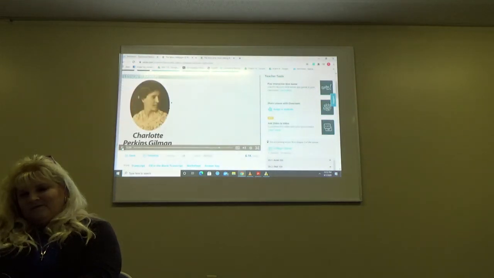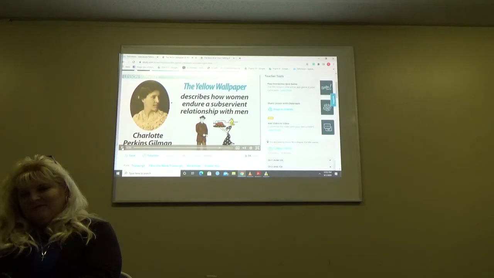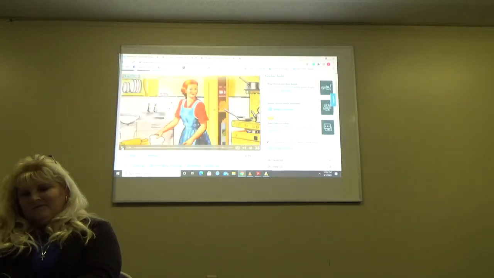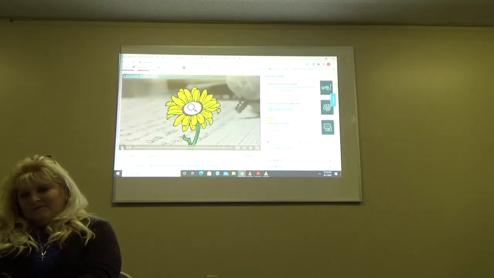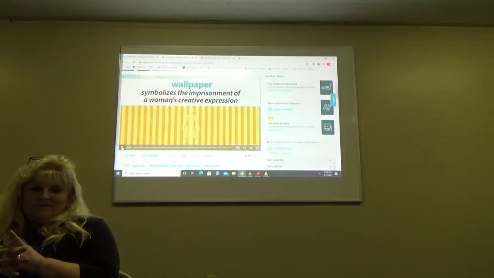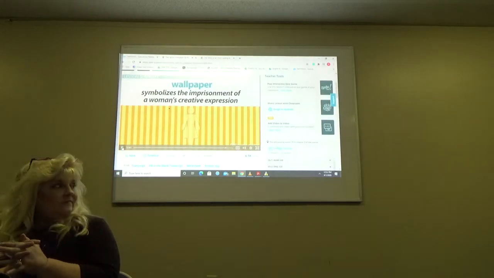Charlotte Perkins Gilman's story, The Yellow Wallpaper, describes how women endure a subservient relationship with men. But as the tale progresses, the narrator explains through symbolism that not all women are content with this inequality. They want more than the domestic life presented to them. There is a need for creative and artistic expression. It allows them to bring beauty into the world. The wallpaper symbolizes the imprisonment of a woman's creative expression.